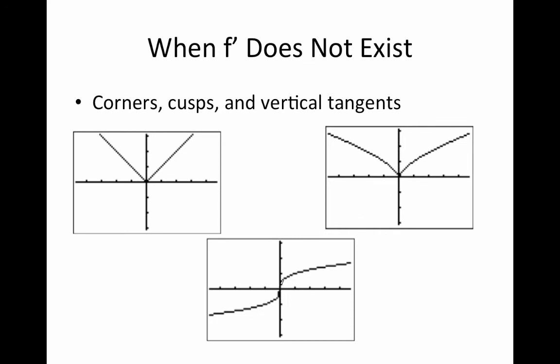Finally, in the third graph, at 0, the tangent line is a vertical line. We know vertical lines, the slope does not exist. If the derivative is the slope of a tangent line, and at 0 we have a line whose tangent has a non-existent slope or an undefined slope, the derivative can't be defined at that point.